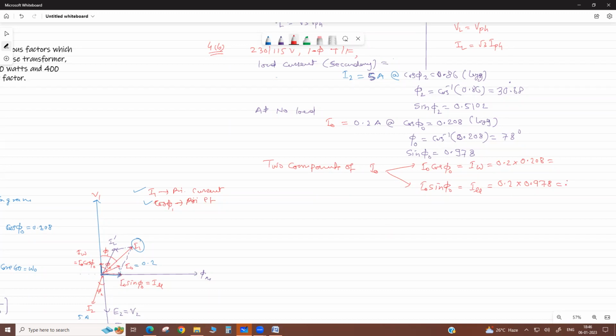This comes 0.0416 ampere, and this comes 0.1956 ampere. These are the currents. Okay.